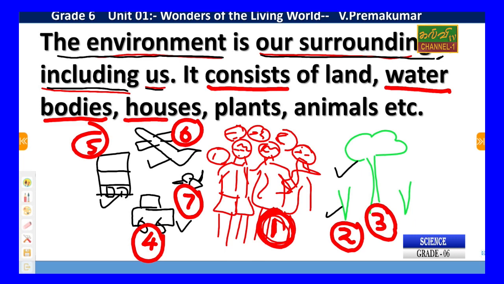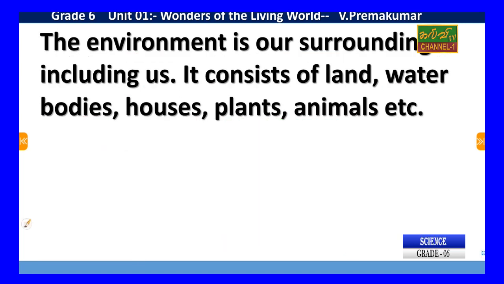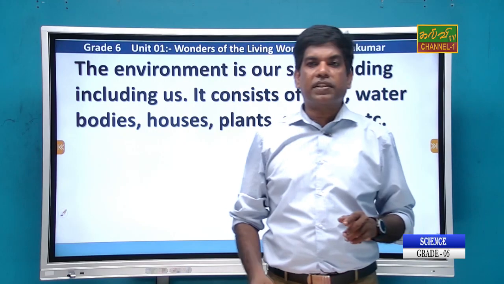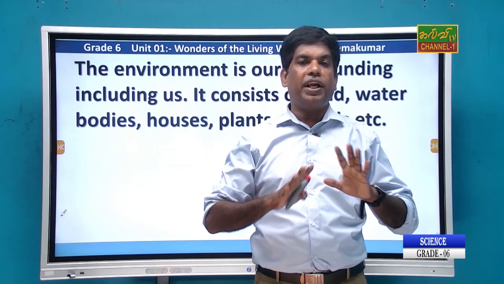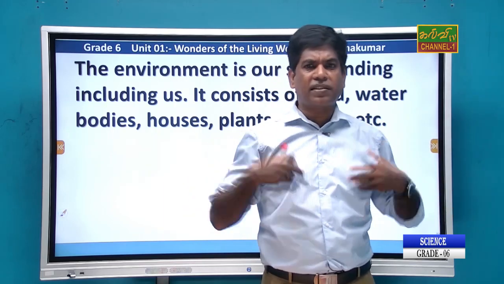Houses, different kinds of houses are there. What are the houses? Sometimes a small cottage, sometimes a two or three storey building, a big building, flats, we call them houses. And plants, we already studied about plants, right? Plants are also with us, and animals. Now you can understand the environment is our surrounding. Environment is our surrounding, including various things with us.